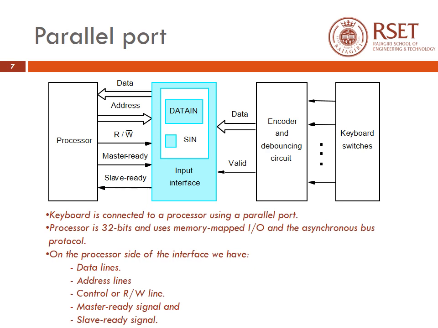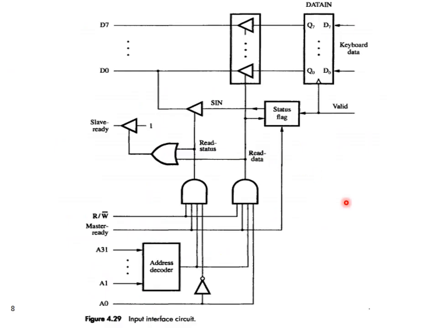We have the keyboard, the mechanical keyboard with a number of switches or keys. Then we have the encoder and the debouncing circuit, which is used to generate the ASCII value of the key pressed and to prevent multiple bounces of a key. Then we have the interface, which itself involves the data in buffer register, the SIN status bit, and various address decoding circuits and timing control circuits, and the processor with the corresponding communication lines with the keyboard. So this is a circuit which explains the input interface that is used between the keyboard and the processor.